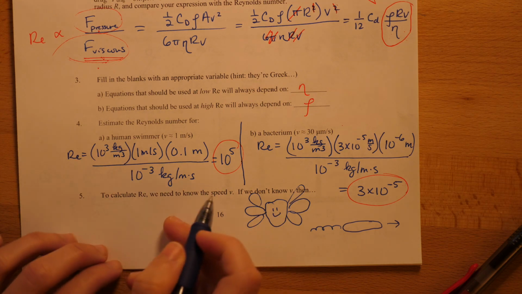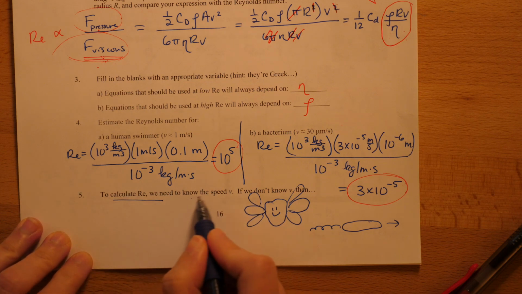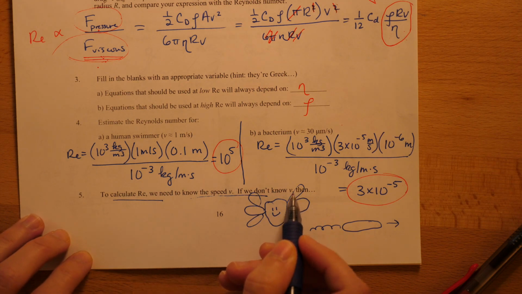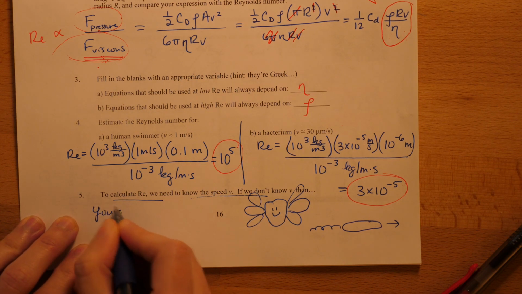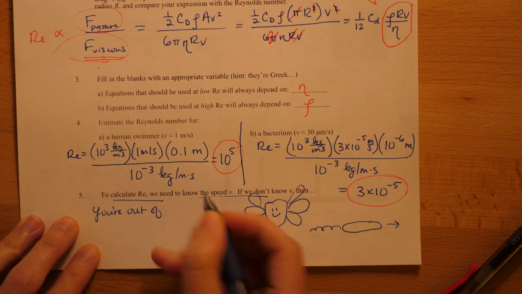Okay, so to calculate the Reynolds number, we need to know the speed v. If we don't know the speed, then you're out of luck. There's really just not much you can do.